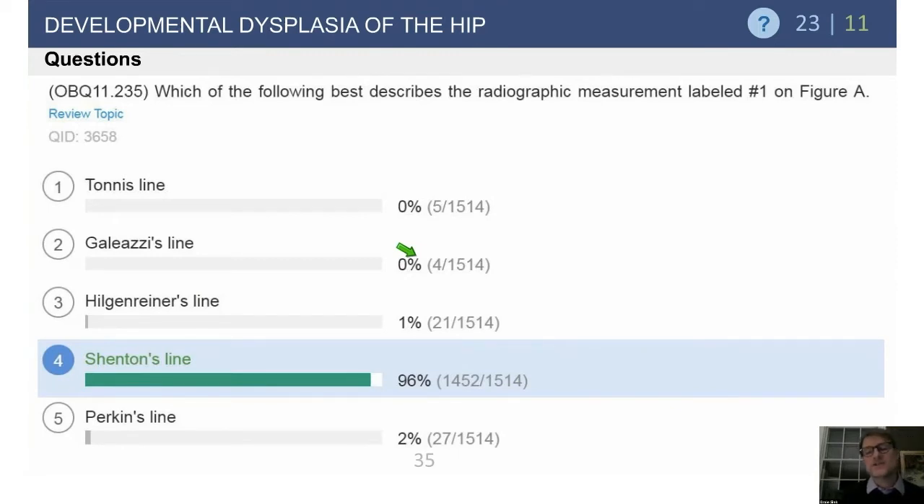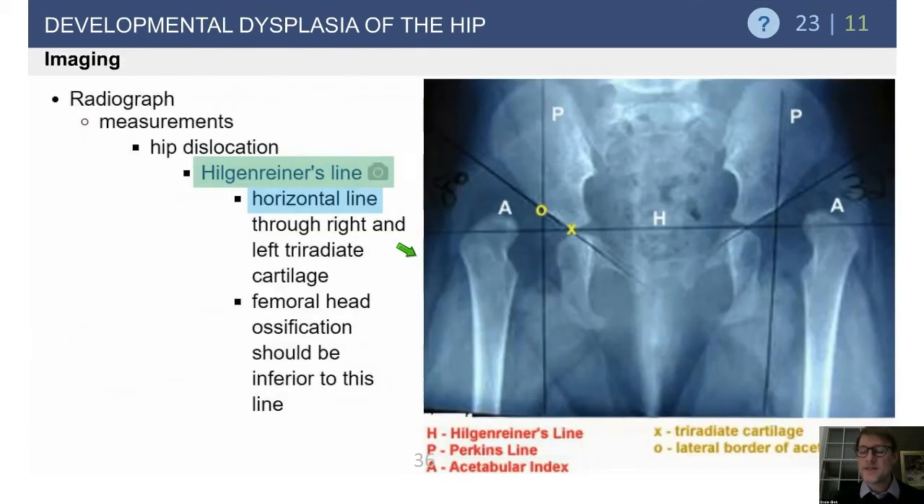What we found is I wouldn't consider Shenton's line to be an important predictor until a child is at least 3 or 4 years of age. We use it a lot in skeletally mature dysplasia to say if the hip is subluxed or if there's a break in Shenton's line. We know that hip's in trouble as they get older. So I think in a 4, 5, or 6-year-old, a break in Shenton's line is more important than in a 1-year-old.